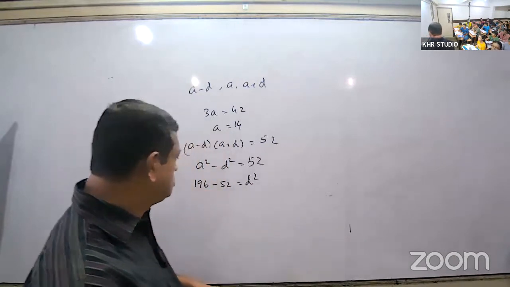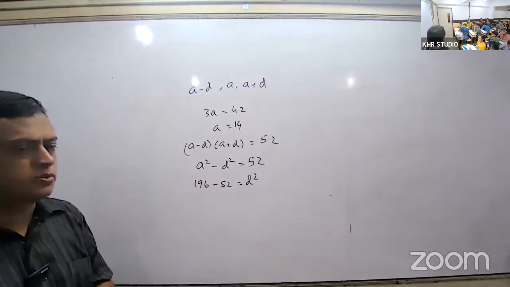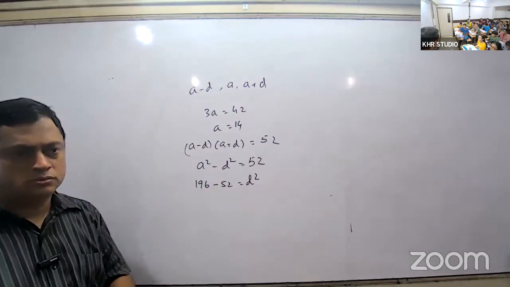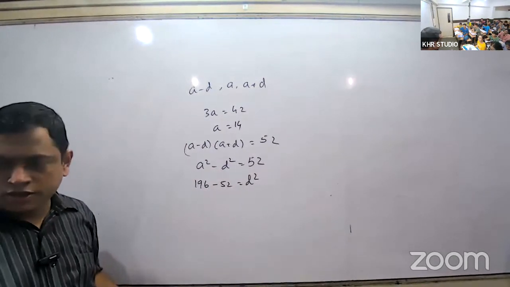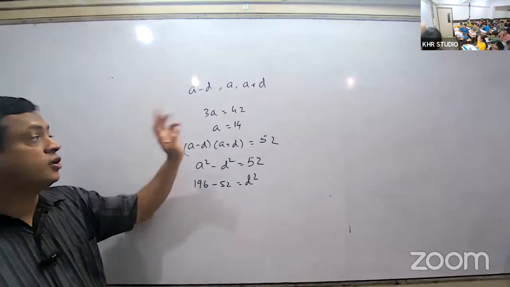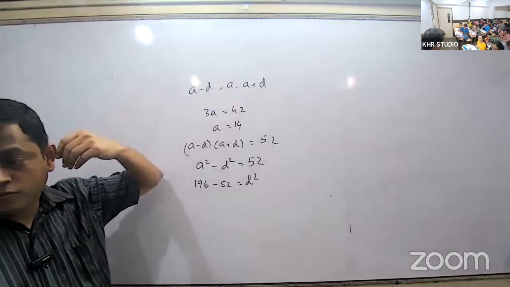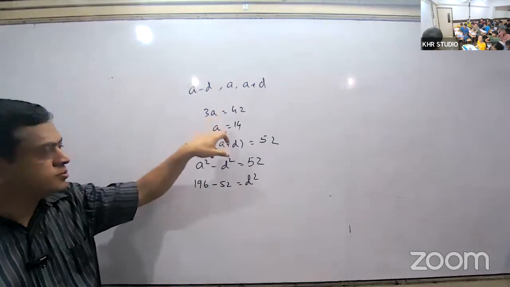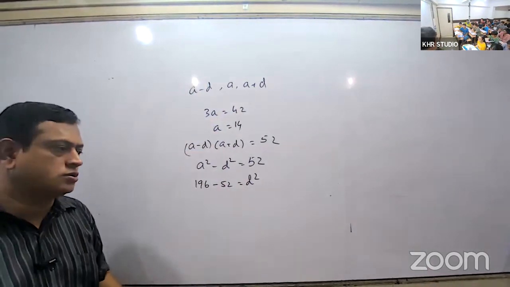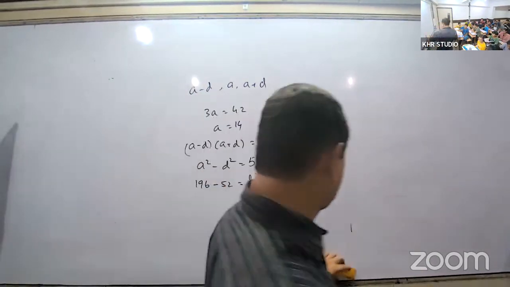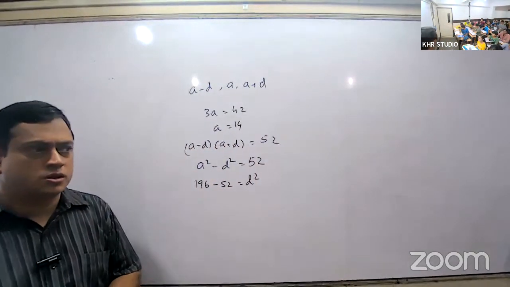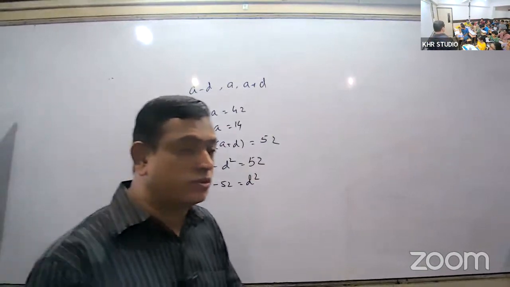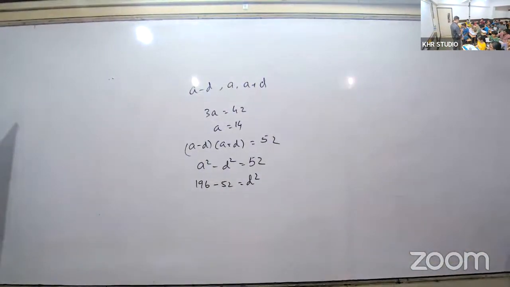Subtract and you will get D square is 144. D is equal to plus or minus 12. That you can get. You will get A plus D is equal to 14 plus or minus 12. Then replace this. That is why I always take this way, it's easy. We have discussed how the 3 terms will come. Any other doubts? Okay, no problem.